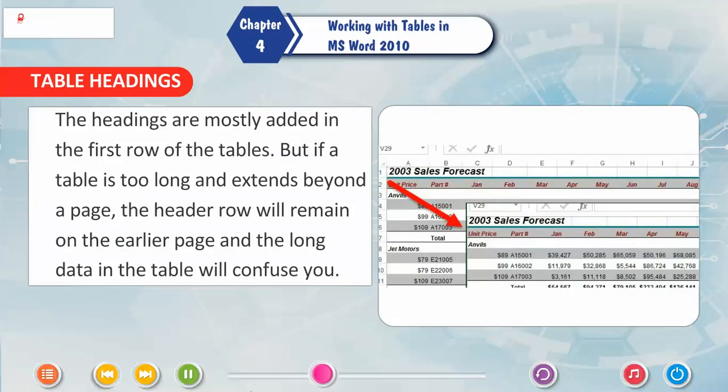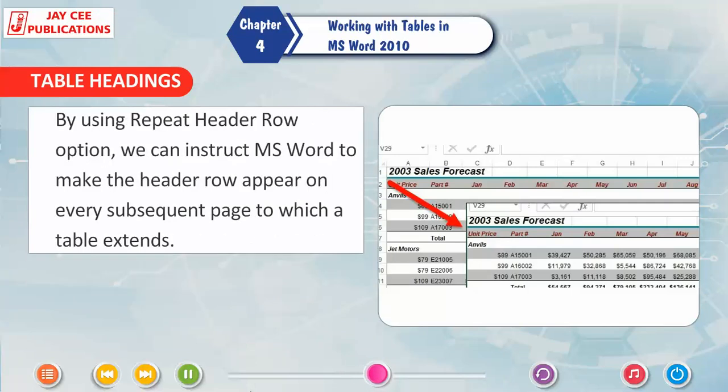The headings are mostly added in the first row of the tables, but if a table is too long and extends beyond a page, the header row will remain on the earlier page and the long data in the table will confuse you. By using the repeat header row option, we can instruct MS Word to make the header row appear on every subsequent page to which a table extends.